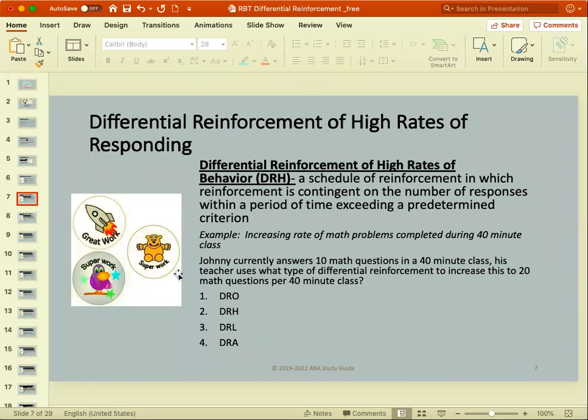Yeah, you got it. DRH, high rates of behavior. These are pretty easy. If you see any question that has to do with increase rate of responding, it's typically going to be your DRH. You all got it.